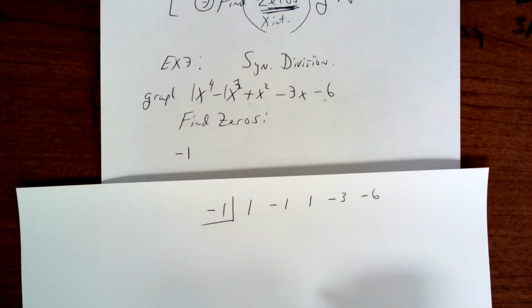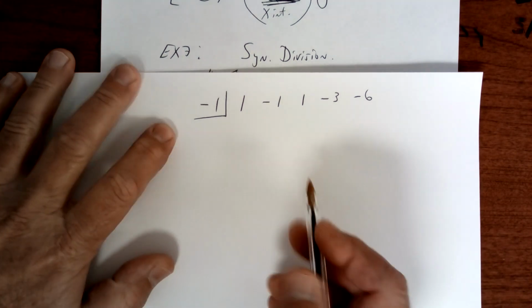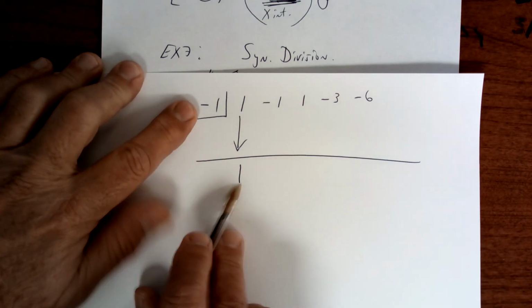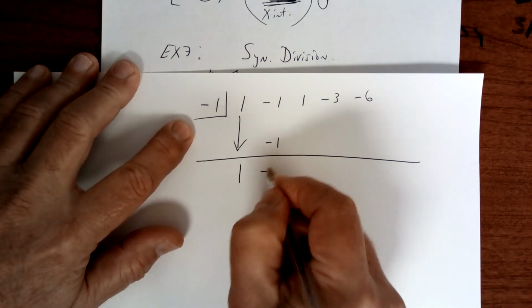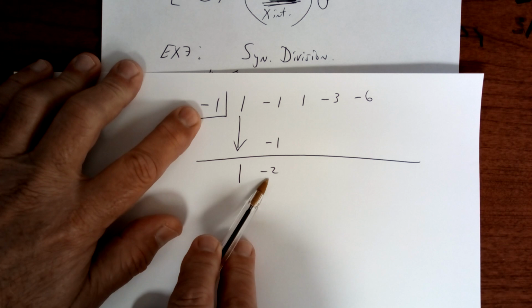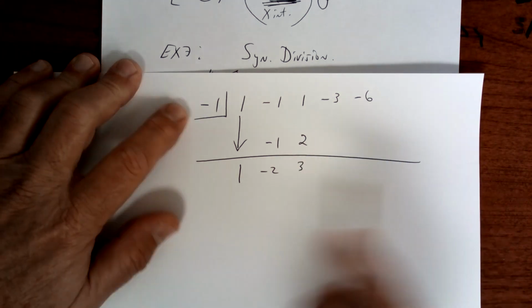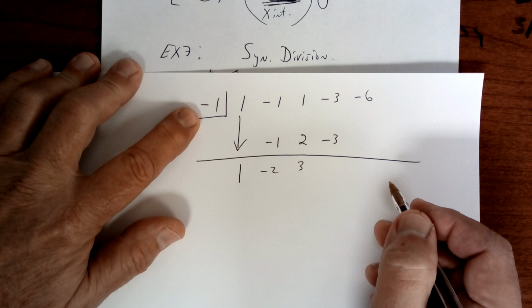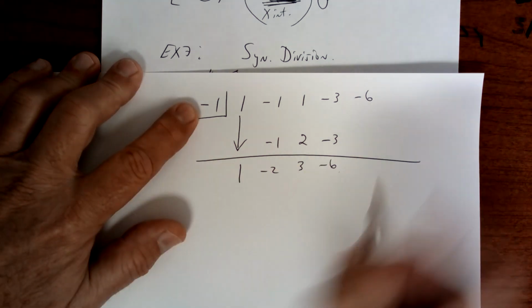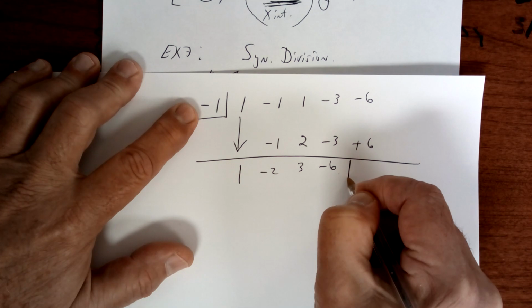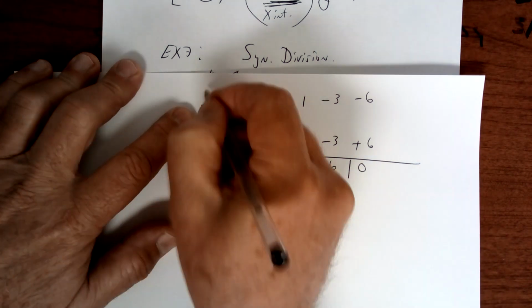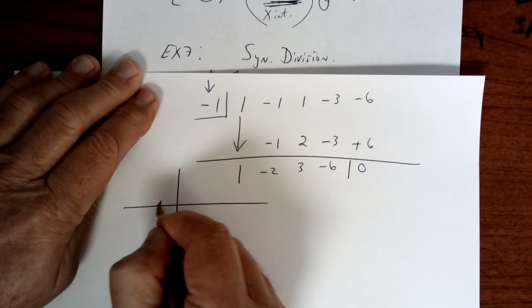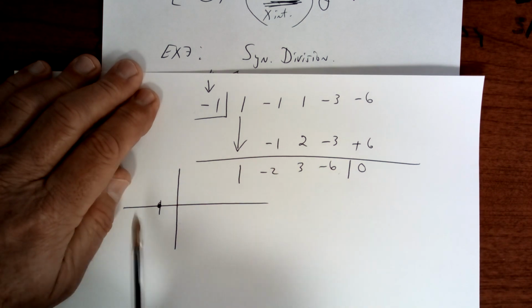And now to do synthetic division, pay attention. We have it all lined up. You're going to bring this number down. And then you're going to start. This times this is a negative 1. You're going to add this up and get negative 2. Then this times this is going to be a positive 2. You're going to add that up and get 3. This times this is going to be a negative 3. And you're going to add that up and you get negative 6. And then this times this is going to be a positive 6. And since your remainder here is a 0, that means that this is a 0. So at negative 1, however this function looks, it's going to cross right here, and that is a 0.